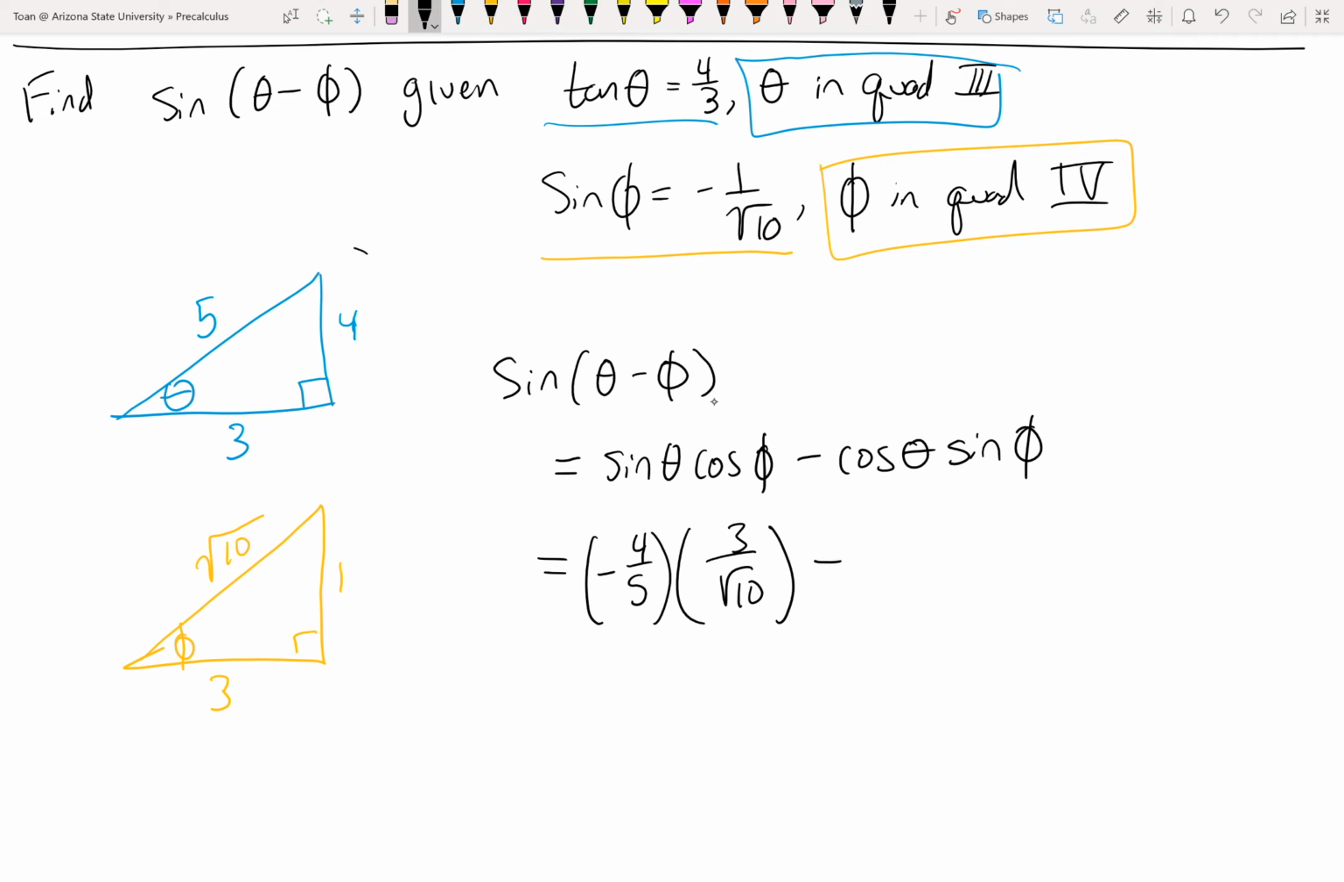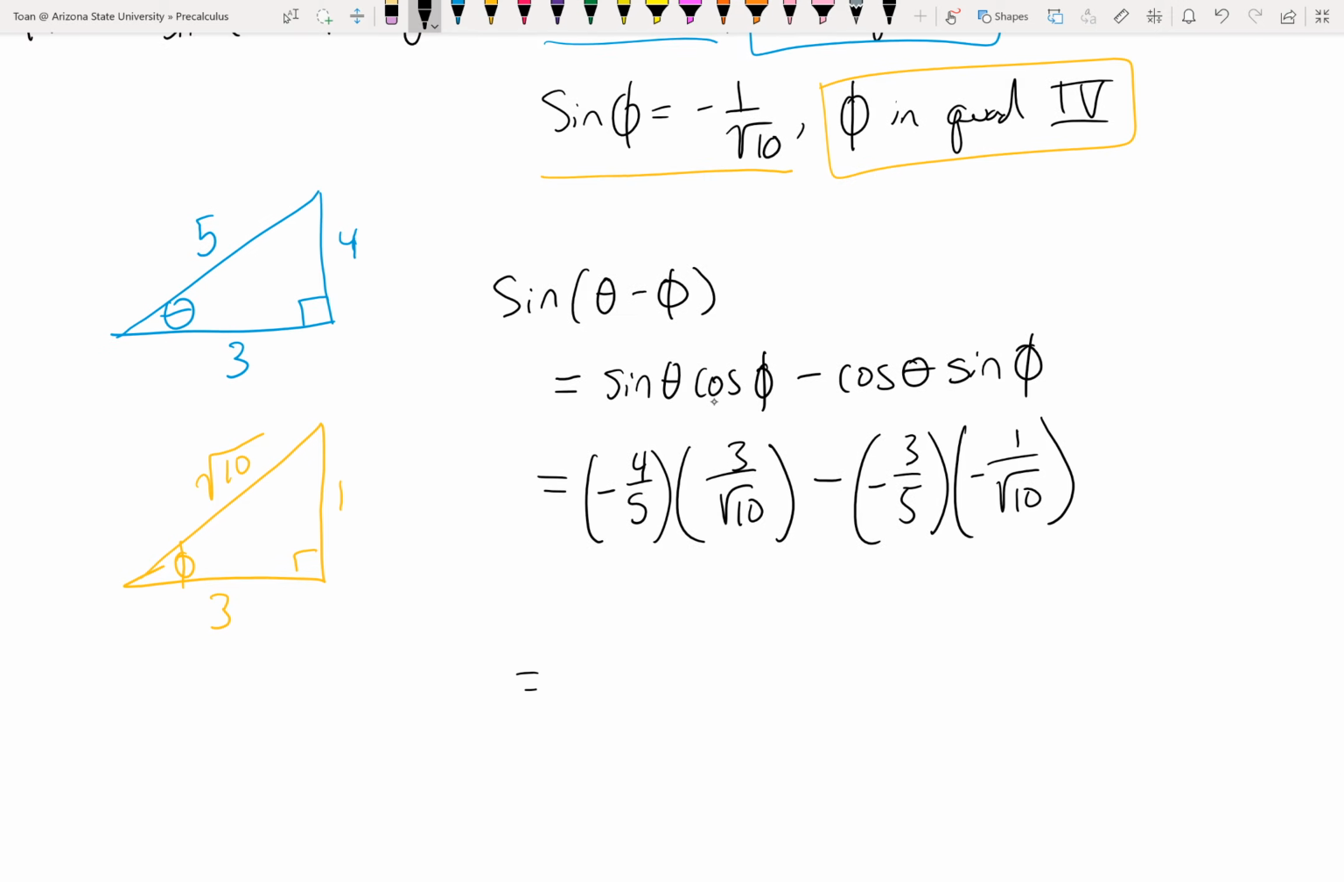Minus cosine of theta. Looking at the theta triangle, I can see that the cosine is 3/5. We are in quadrant 3, and I should know that cosine is negative in quadrant 3. And then next is sine of phi. Looking at this picture, we see the sine is 1 over rad 10, and of course, we already know it's negative because they told us, or because we're in quadrant 4.